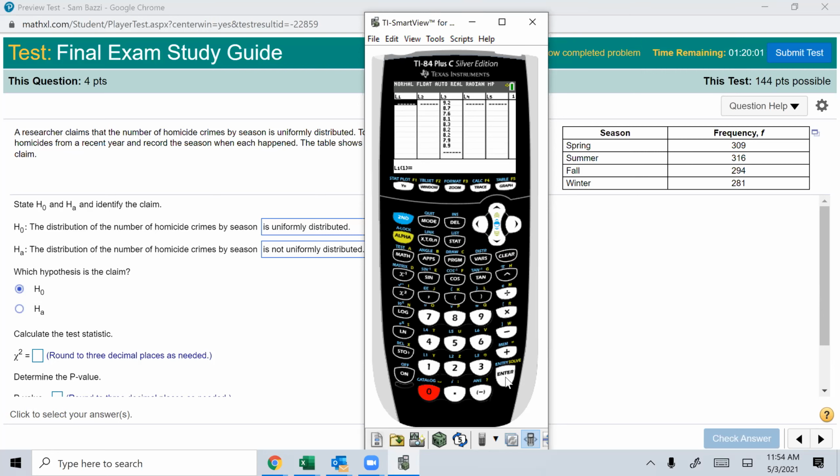309, these are the observed, guys. 316, 294, 281. He didn't give me a pie chart for the expected values, the percents. How am I gonna find the expected values? He didn't give me a pie chart, but he says uniform. Uniform means, guys, they are all the same. So each one of them is 25%.